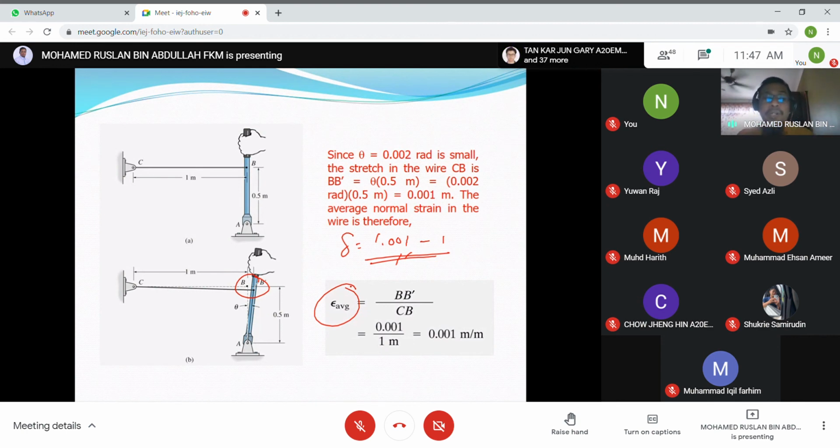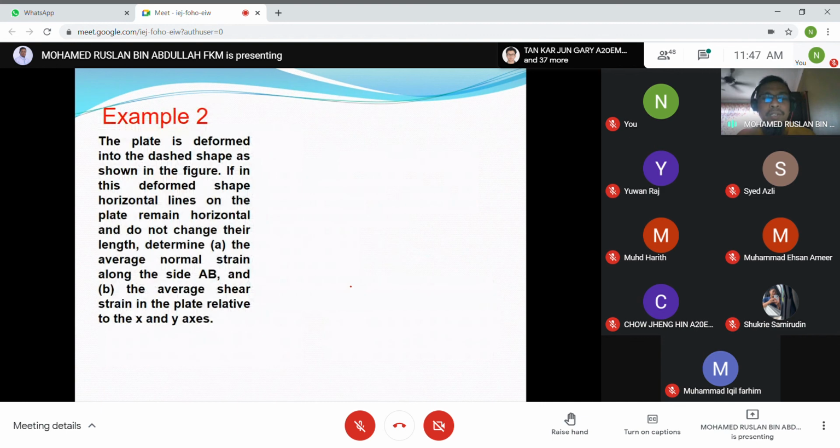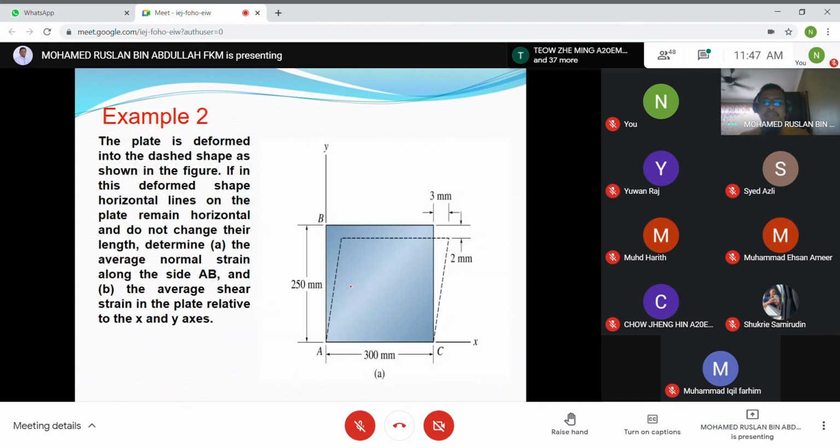Okay, so the next question is about the shear strain. This shear strain is based on how we can measure the deformation of the body based on the angle, the changes in the angle.